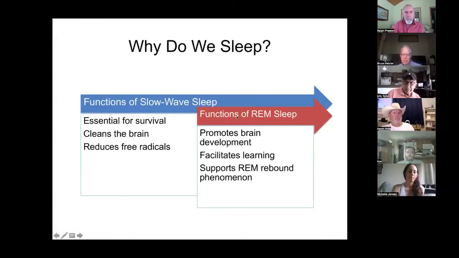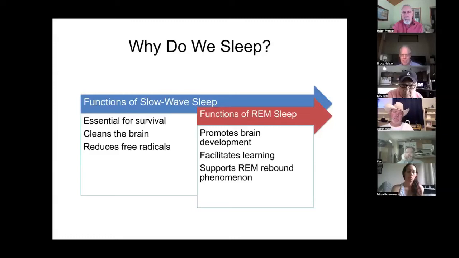REM sleep promotes brain development, as I mentioned. It also helps learning. And you may have REM rebound. That is, if you're deprived of REM sleep, you make up for it later. That is, you need to have REM sleep.